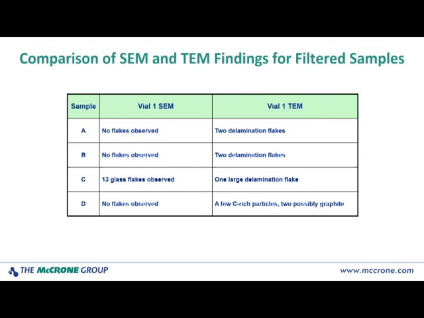And these may have been cases where the delamination flakes were so small and so thin that they weren't evident in the SEM, but were readily found in TEM examination. In the case of sample C, which seemed to have much more prevalent delamination, 13 glass flakes were observed in vial 1, and one large delamination flake was found by TEM. And then in the case of sample D, delamination was not found by either method.